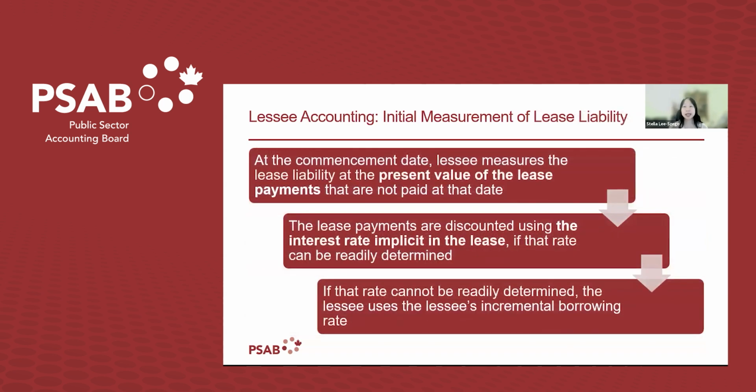At the commencement date, the lessee measures the lease liability at the present value of the lease payments that are not paid at that date. The lease payments are discounted using the interest rate implicit in the lease if that rate can be readily determined. If that rate cannot be readily determined, the lessee uses the lessee's incremental borrowing rate.